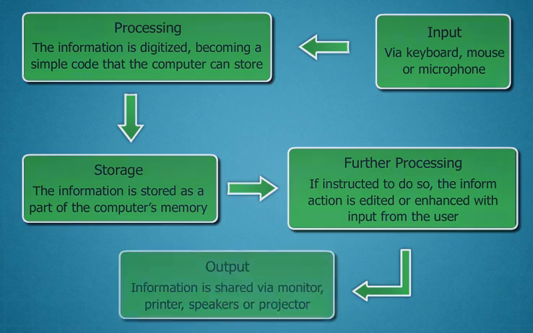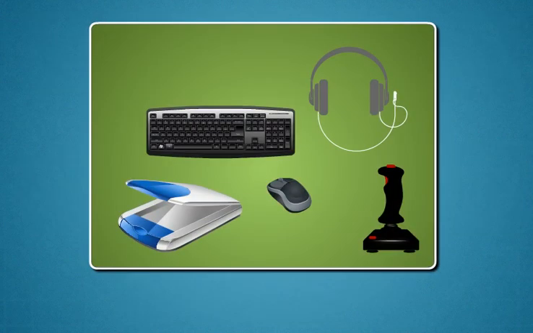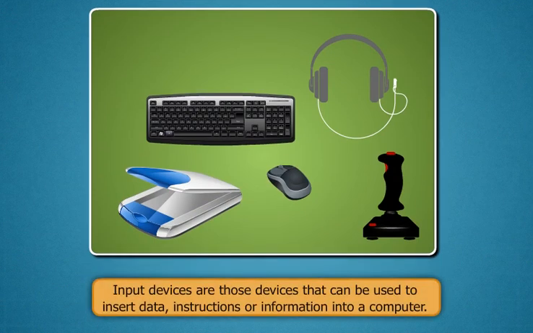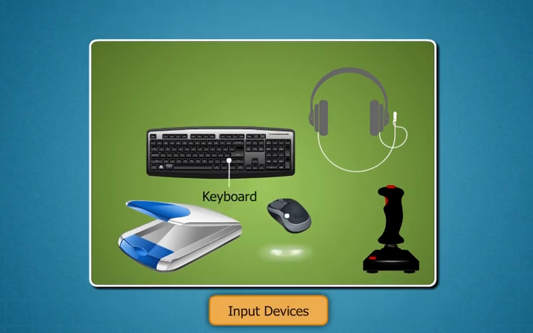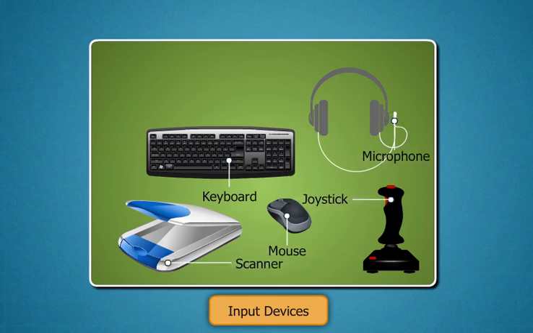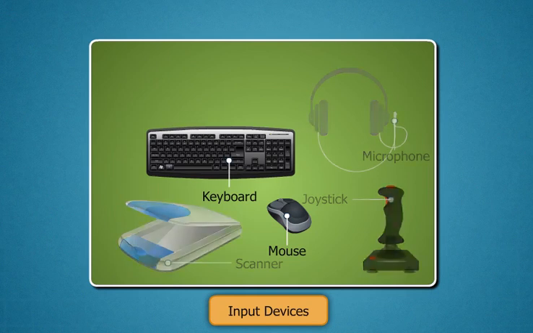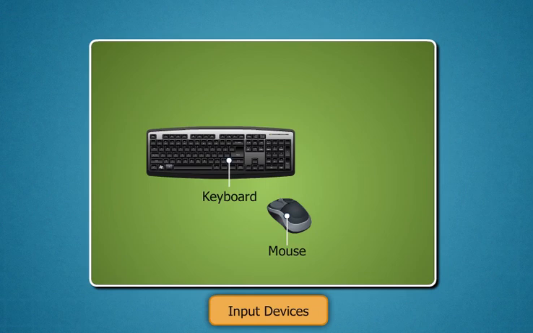Let's explore. We give data or instructions to the computer by using input devices. Input devices are those devices that can be used to insert data, instructions, or information into a computer. Keyboard, mouse, joystick, microphone, and scanner are a few input devices. Out of all these input devices, the most we will be using are the keyboard and the mouse. So, let us know them in more detail.